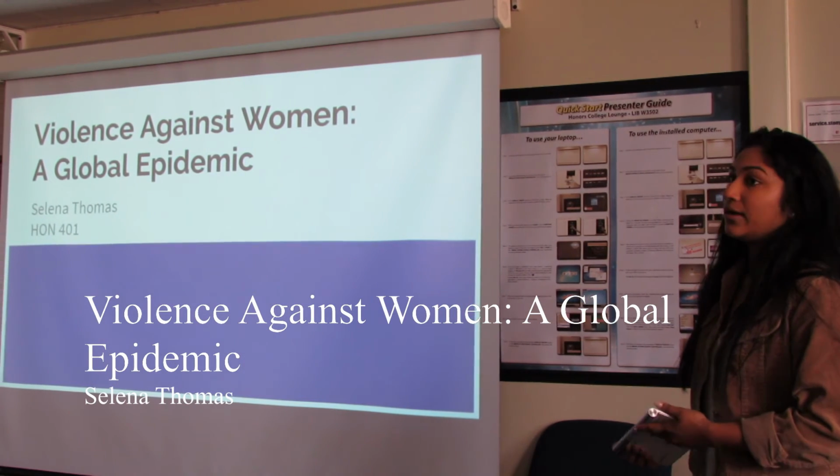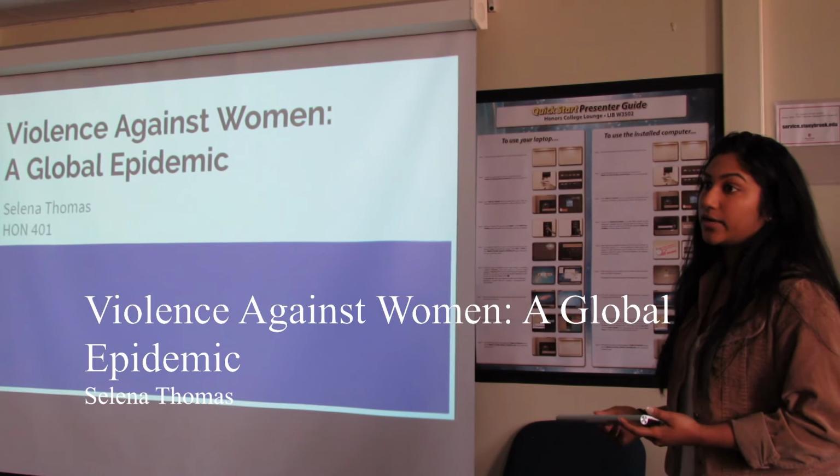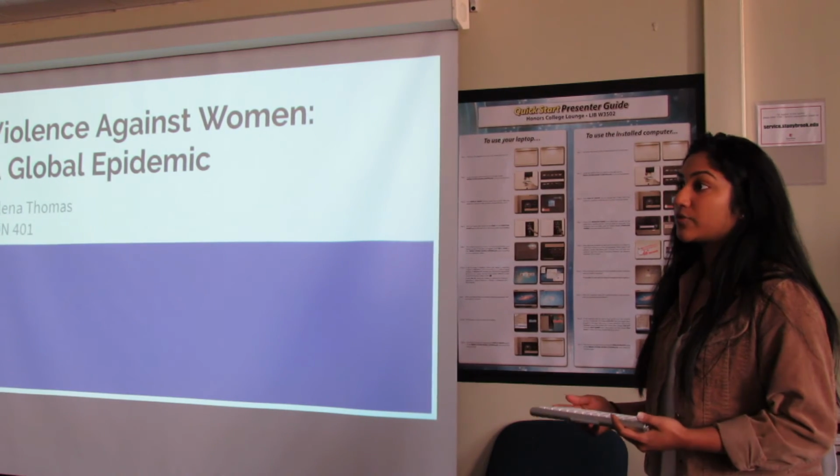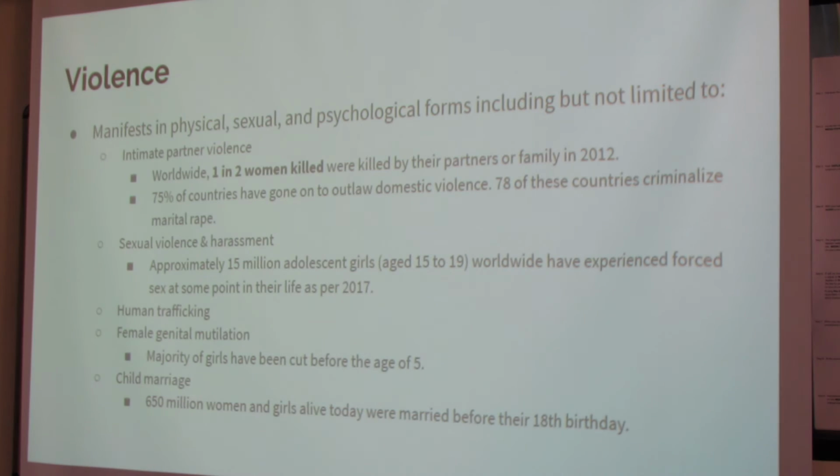So, hey, my topic is violence against women, which I consider to be a global epidemic at this point. This is a topic that's pretty relevant today, both on a global scale and in the communities around us. So intimate partner violence, an interesting statistic I found regarding it is that worldwide 1 in 2 women who were killed were killed by their partners or family in 2012. So that's not too long ago, and I haven't really found any significant policy changes in the last 7 years that may look to changing that, so it's something pretty startling.